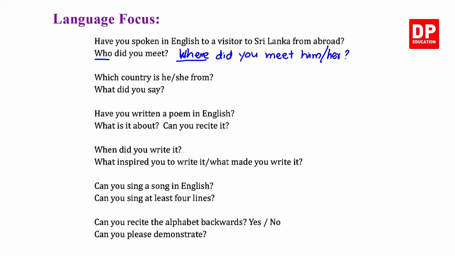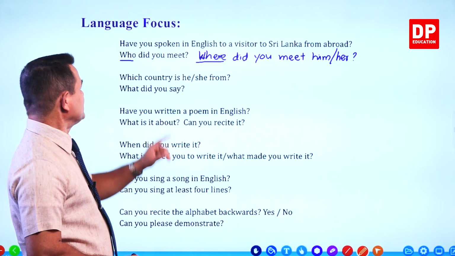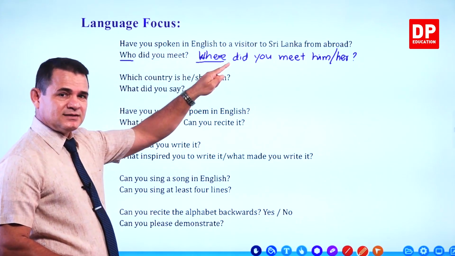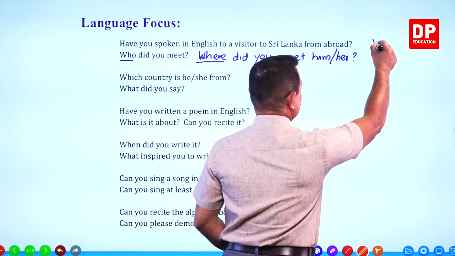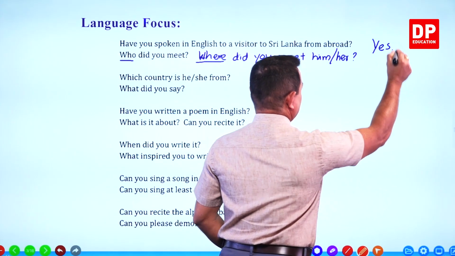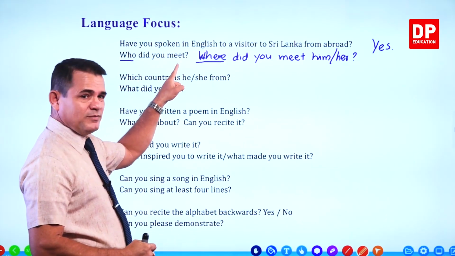Okay, the first one, have you spoken in English to a visitor to Sri Lanka from abroad? Then answer yes. Yes. Then if yes, who did you meet?